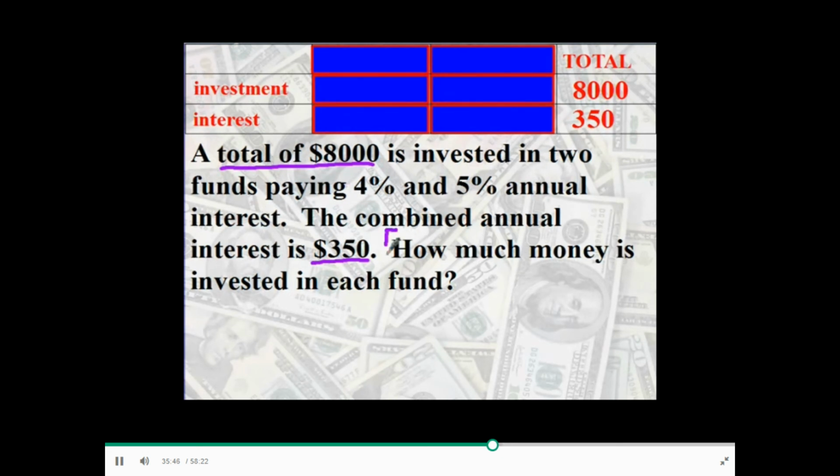Next, I look for my question. The question asks how much money is invested in each fund. So my two types of funds are 4% and 5%. So 4% and 5% go right here.